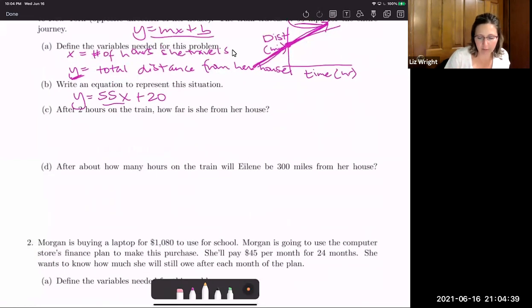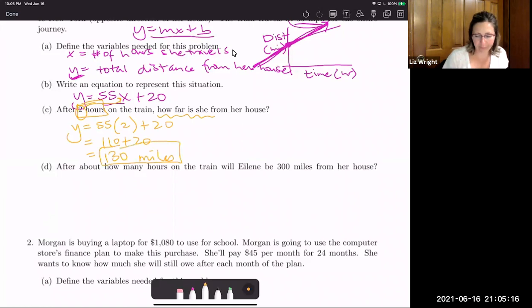Where it says, after 2 hours on the train, how far is she from her house? We're plugging in 2 hours, for X or for Y? Well, it's asking how far she is from her house, so we're looking for distance. So we want to take the 2 and plug it in for the X. Y equals 55 times 2 plus 20. 55 times 2 is 110, plus 20 gives us 130 miles total that we've traveled.